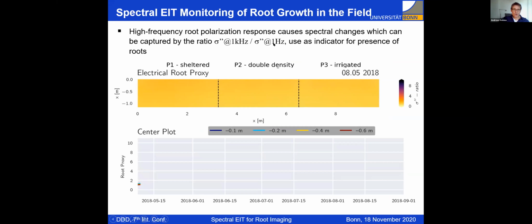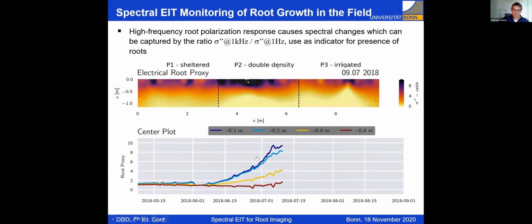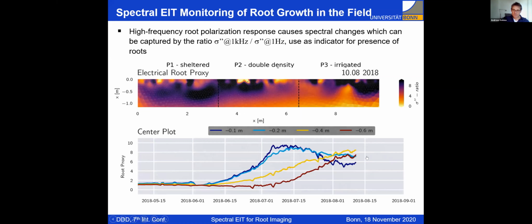some systematic influences, in particular associated with uncertainties in the error in the electrode positions. But this, from our investigations, seems to be a reasonable indicator for the presence of roots. And now this property, so after the imaging, after the inversion, this property is now plotted here in this cross section on top. And now I start this animation. And on the bottom, you see basically the temporal evolution at different depths.